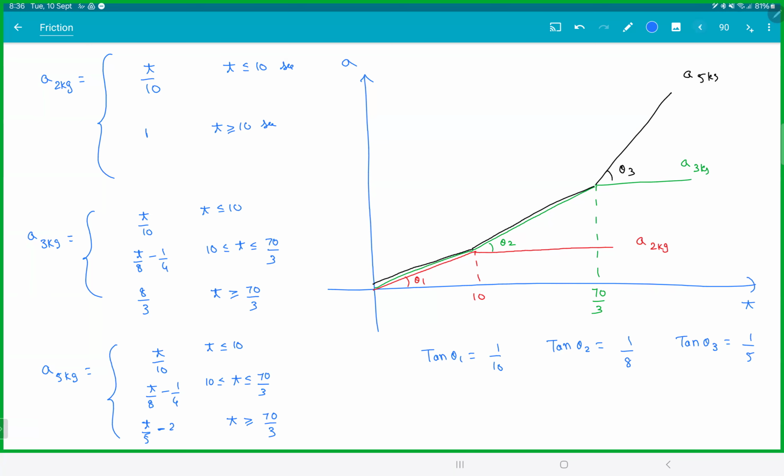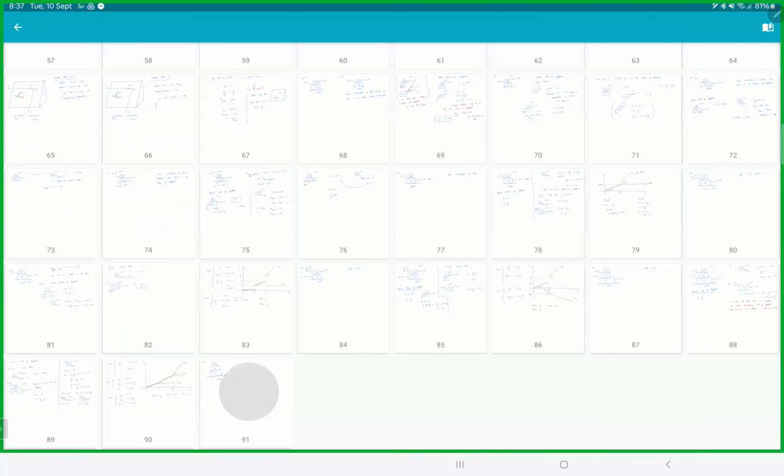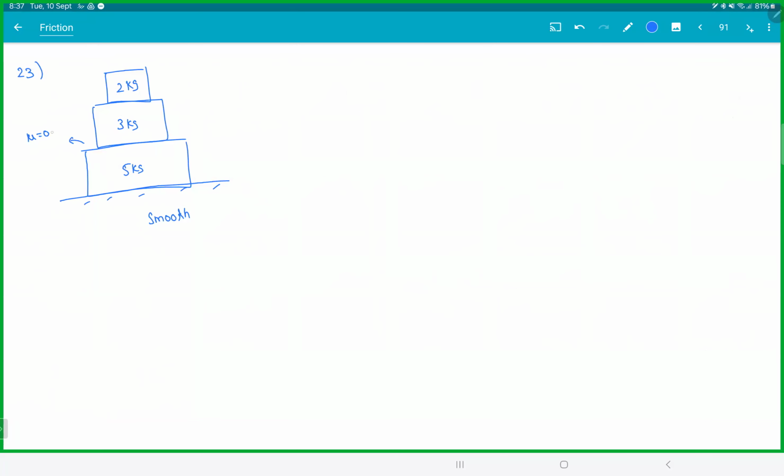Let's see one more. Now you guys try. Last one. I'll keep the numbers same. 2 kg, 3 kg, 5 kg. The ground is smooth. This is 0.2. This is 0.1. But you're applying force on the middle block. Everything is same except that. Plot a-t graph. Finish off. Got 3 minutes.